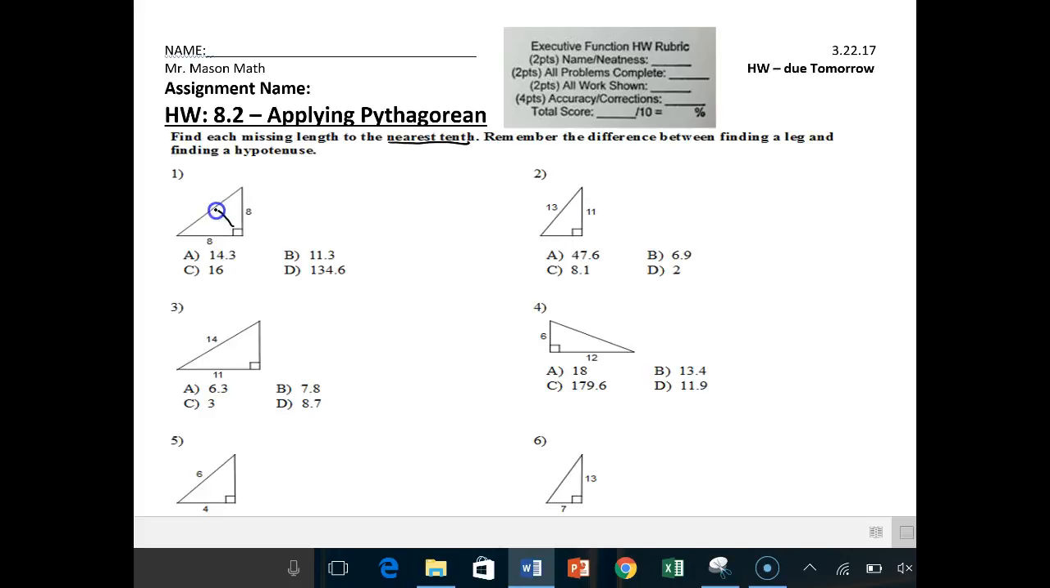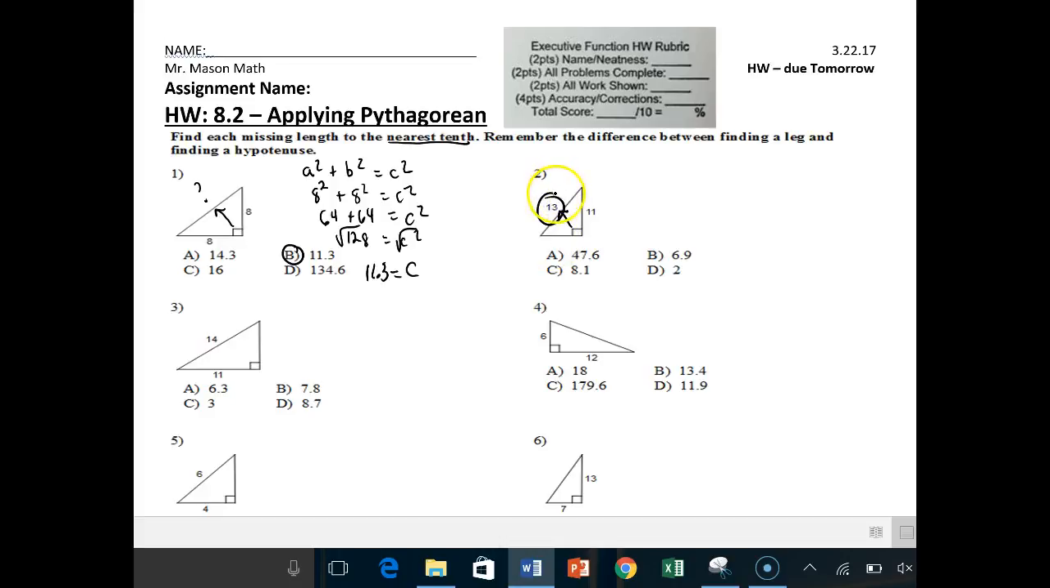So problem number 1, notice I don't have a hypotenuse. So that's why it's a squared plus b squared equals c squared. So there we go, 8 squared plus 8 squared equals c squared, so 64 plus 64 is equal to c squared, and 128 is equal to c squared. Take the square root, and you have your answer of c is equal to 11.3, rounded to the nearest tenth, right?